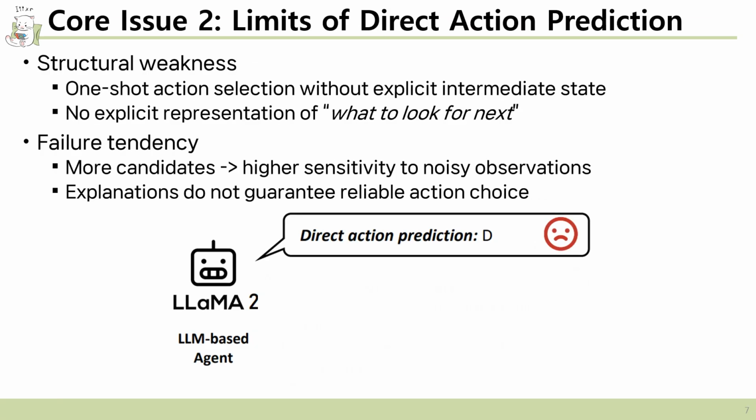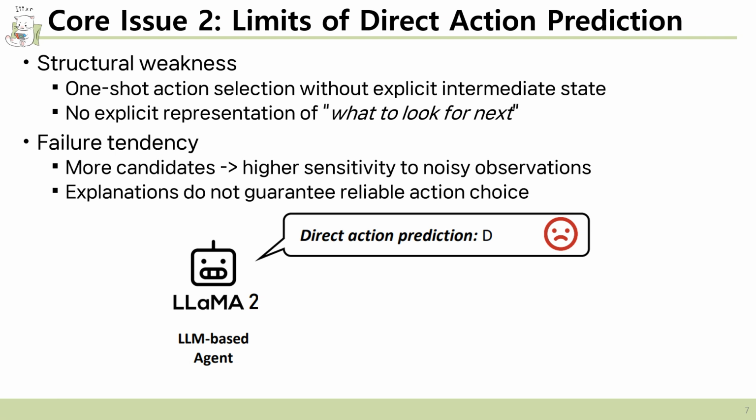The second issue is direct action prediction. In many setups, we ask the LLM to pick A, B, or C in one shot, but there is no clear intermediate step like, what should I look for next? Humans often do this. We read the instruction, we form a short goal in our head like find the stairs or look for the kitchen, and then we check the scene. This is an important missing step in one short prediction.